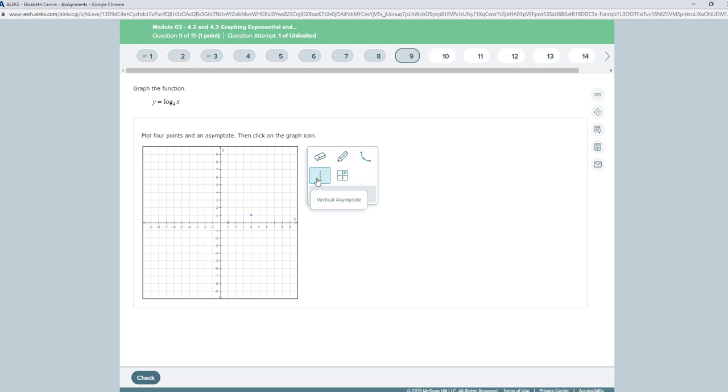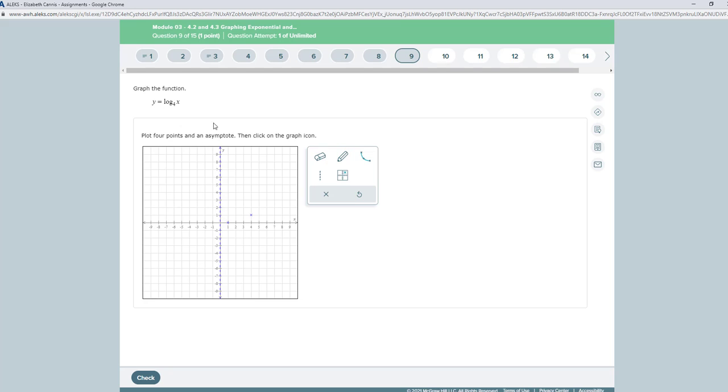Let's see. It does want me to put in a vertical asymptote. Our vertical asymptote depends on if we move left or right. We're not moving left or right because there's nothing being added or subtracted to that x. So it's going to be right on the y-axis. That's x equals 0. And then I'm going to connect the dots. So using this, it wants me to plot 4 points and draw 1 asymptote before using that function. All right, so we need a couple more in here.